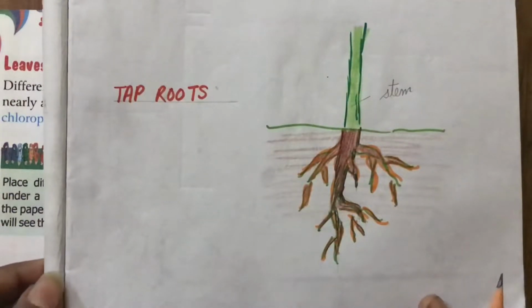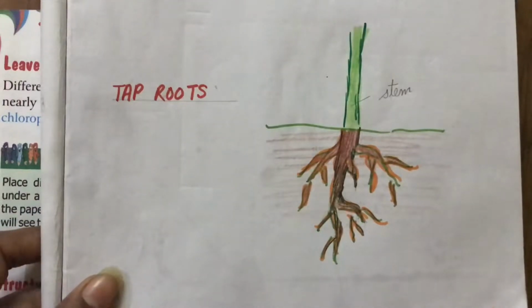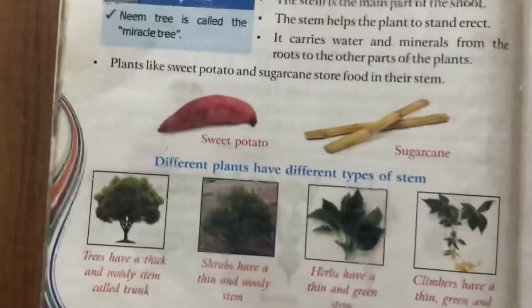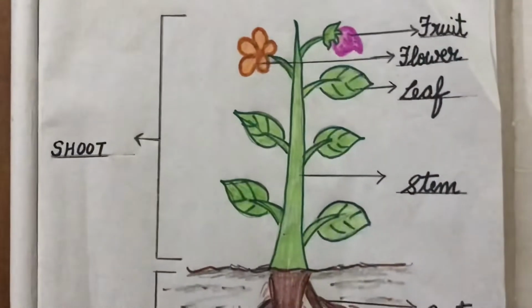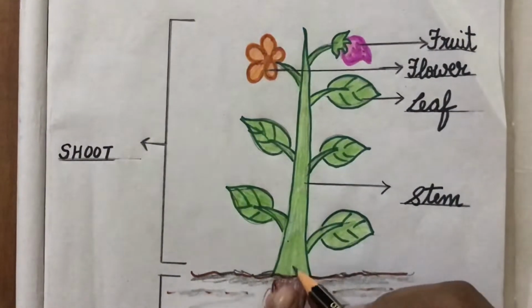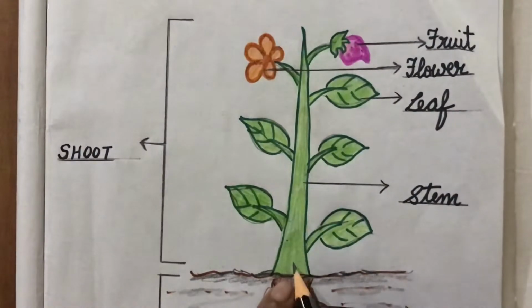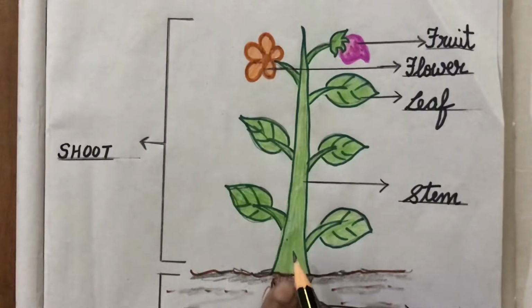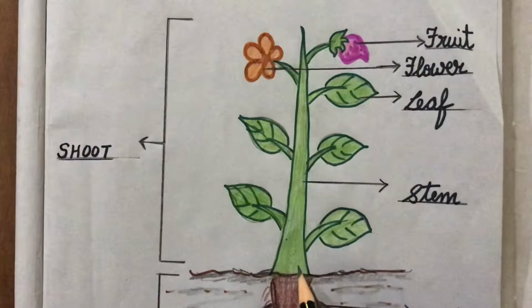Okay, children. Now come on the next part of a plant, that is stem. As you can see in the picture, children, this is a stem. What is a stem? Stem is the main part of a plant. Why? Because it gives support to the plant.